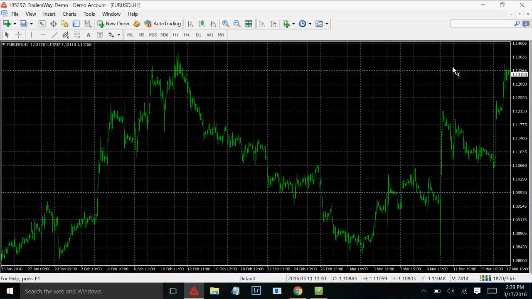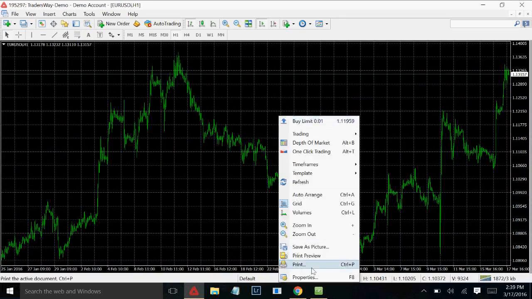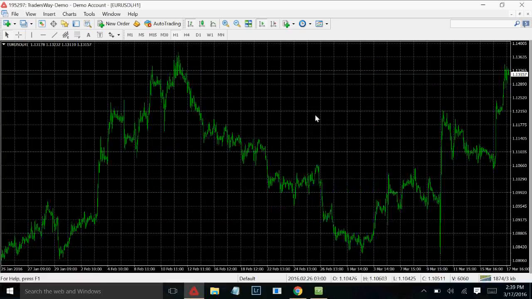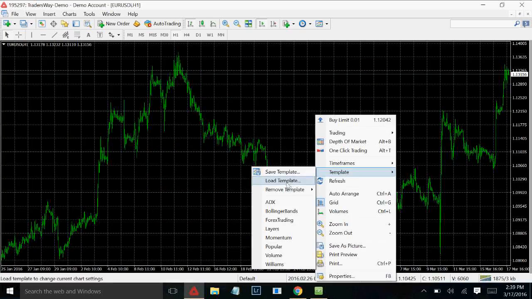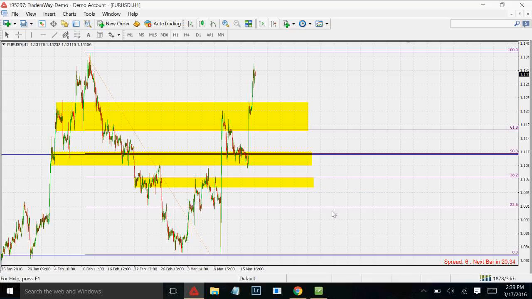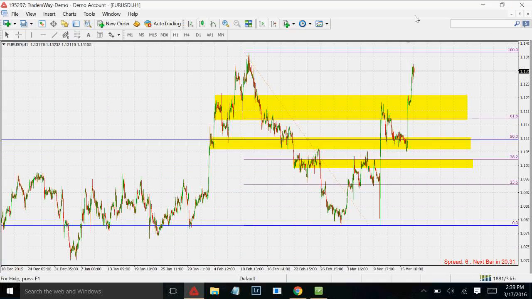Okay, I'm going to click Euro USD. I'm going to bring this up. Now, of course, the first thing that we want to do, we want to go to properties. Let me just, matter of fact, I think I got my template. Load template. All right, so it brought up all my stuff. I don't want to do it that way.